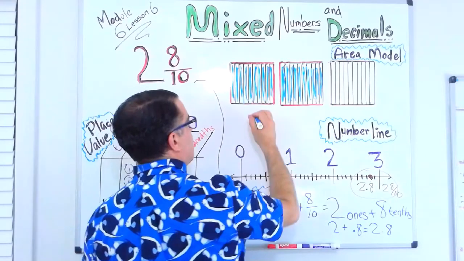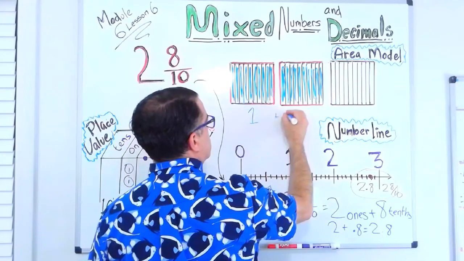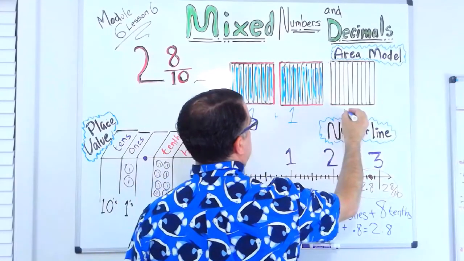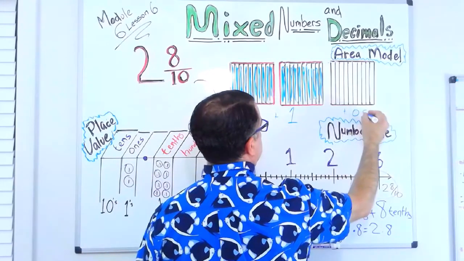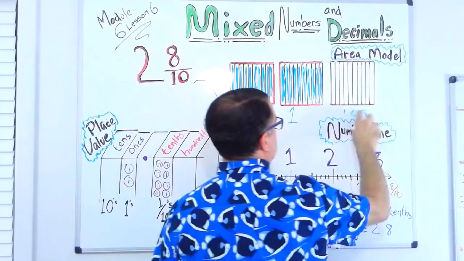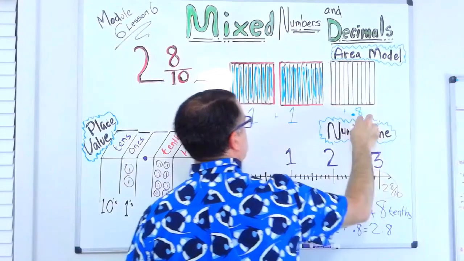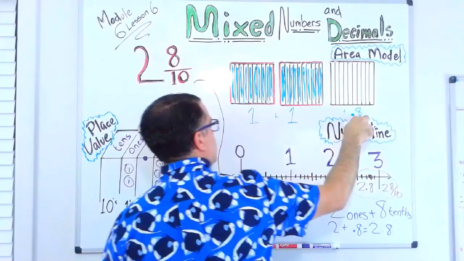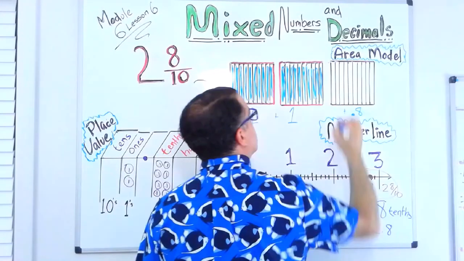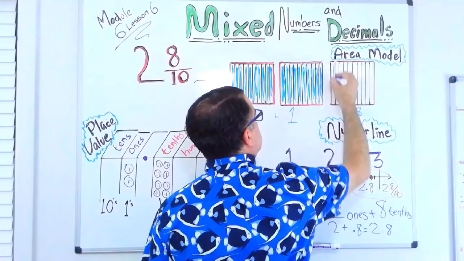So far we have 1 plus 1, and now we need our 8/10. Or, ooh, I messed up. That should be a 0.8. Don't forget, first place value after the decimal point is 8/10. So I need 8 parts out of 10.